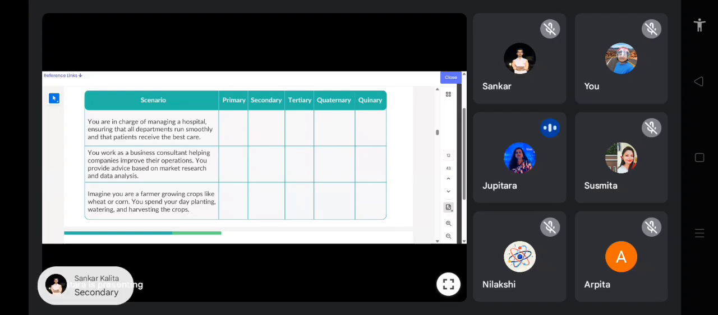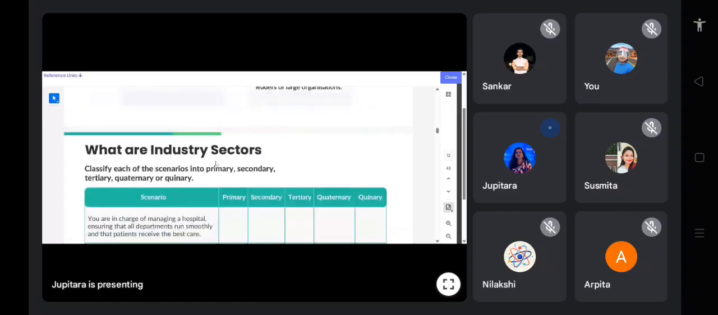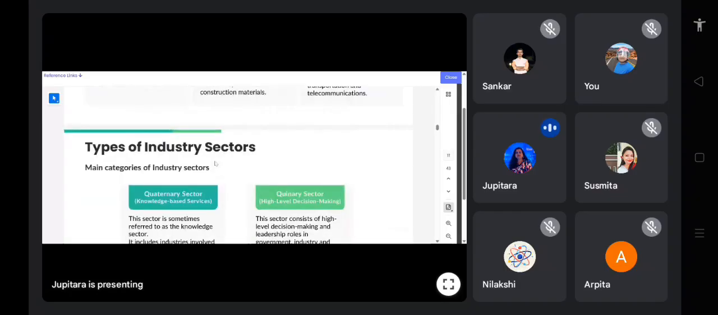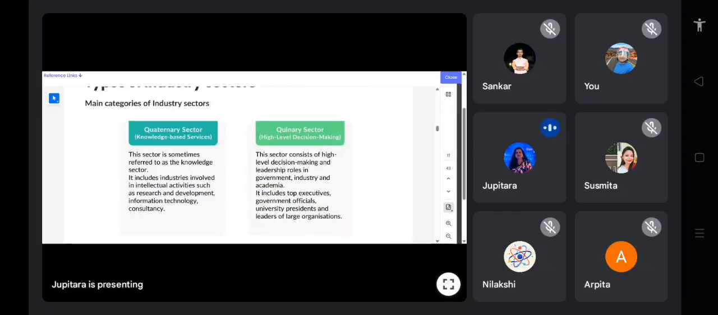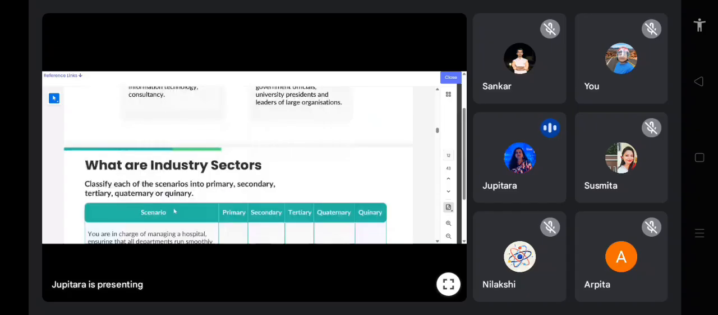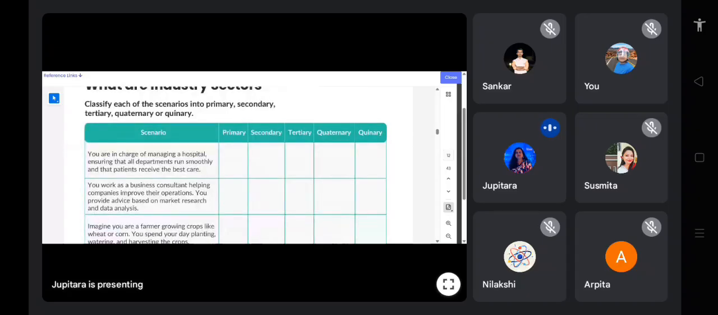It's not manufacturing. Secondary is manufacturing. Quaternary. What was quaternary? Knowledge base, which includes your consultancy, right? So this will come under your quaternary.